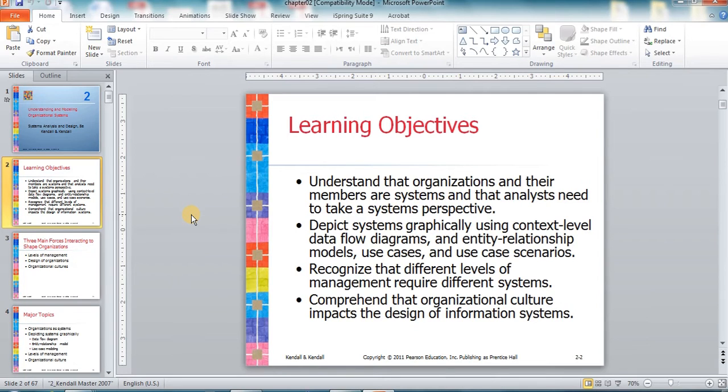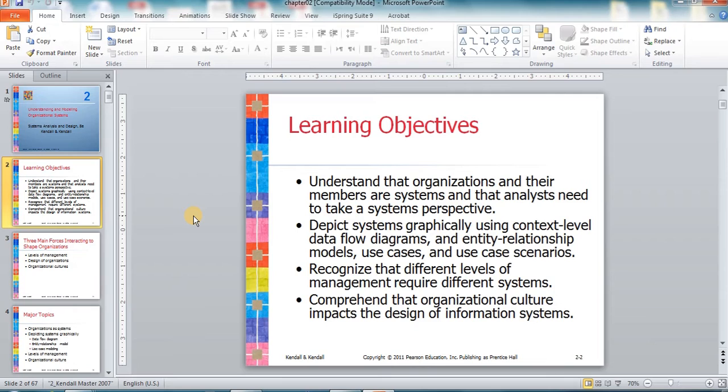First, you should understand at the end of this chapter that organizations and the members of the organizations are actually complete systems. In order to understand the needs of the organization, the needs of the software that he is going to develop, and how the objectives should be satisfied, the software engineer should visualize the organizations and its members as a complete system that works in order to achieve certain objectives.